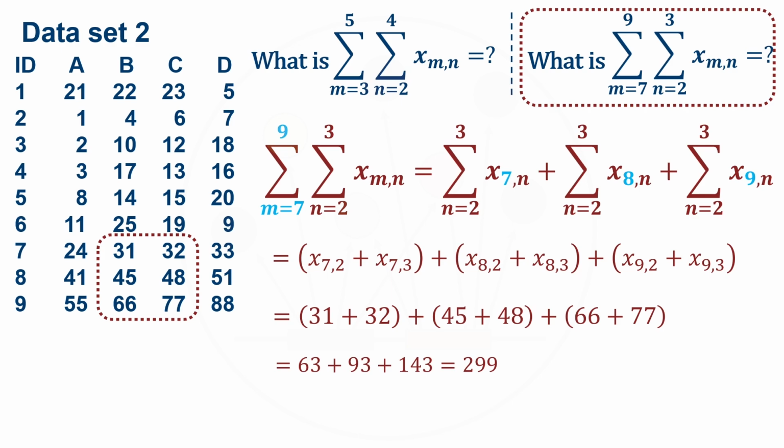That gives us 31 plus 32 for the first summation, 45 plus 48 for the second summation, 66 plus 77 for the third summation. Adding those up, 63 plus 93 plus 143 gives us 299.